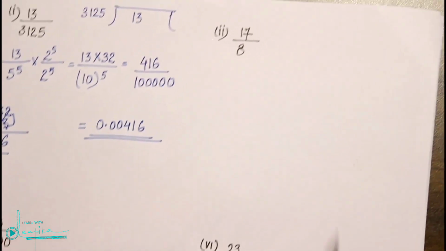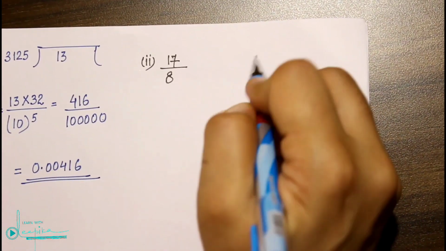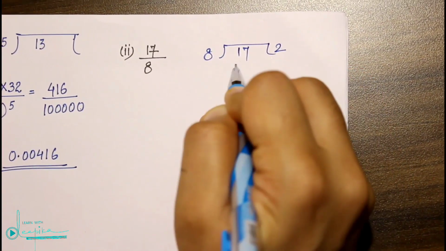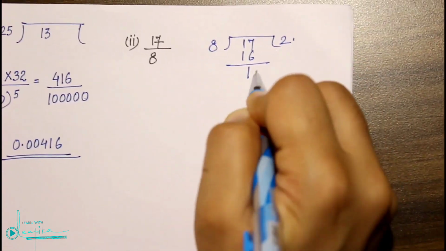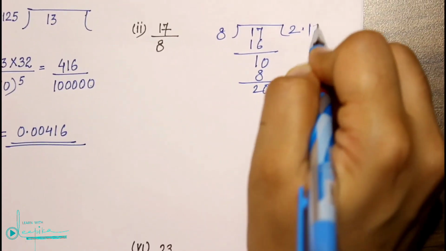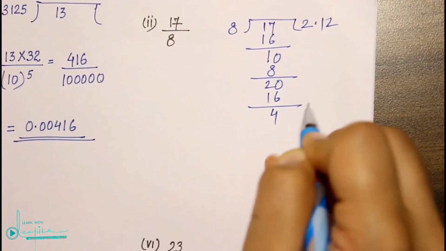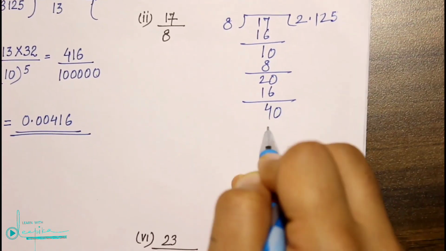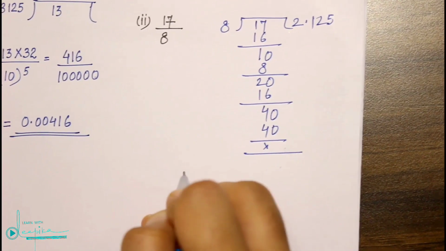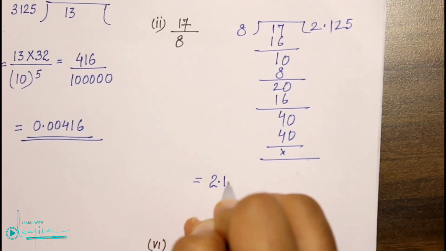In the second part, 17 upon 8. In this case, it's easy to divide this way. You will write 8 into 2, 16, and then 0.0, 8 ones are 8. It's very easy this way. Then 16, 4, then 0.0, 8 5s are 40. So in this case, the decimal expansion is 2.125.